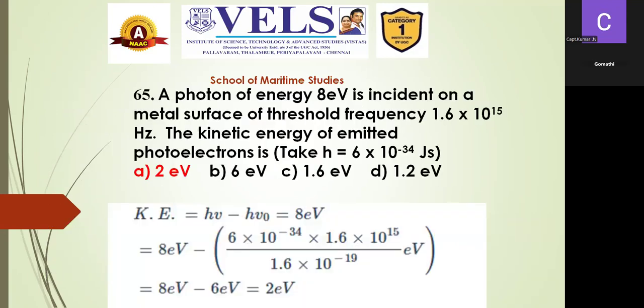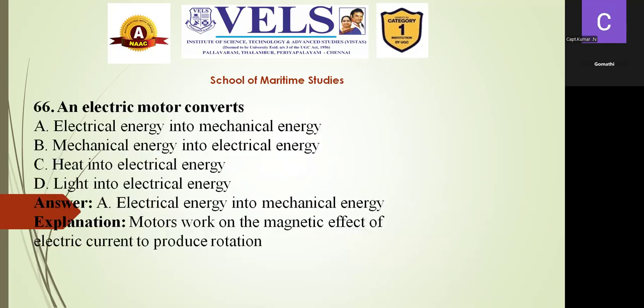A photon of energy 8 electron volt is incident on a metal surface of threshold frequency 1.6 into 10 power 15 Hz. The kinetic energy of emitted photoelectrons: the formula of kinetic energy is equal to h nu minus h nu naught, where h nu is equal to 8 electron volt. So simplifying these equations, we get the kinetic energy of emitted photoelectrons as 2 electron volt.